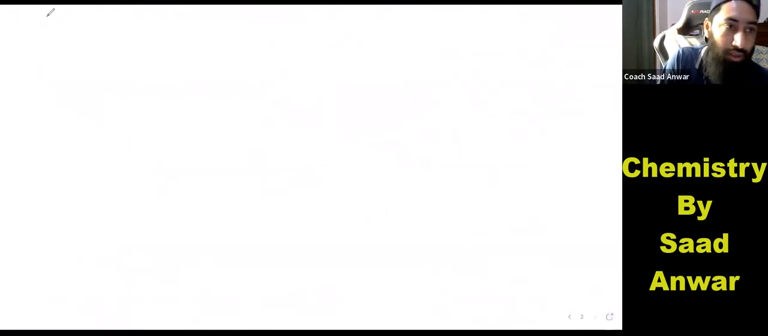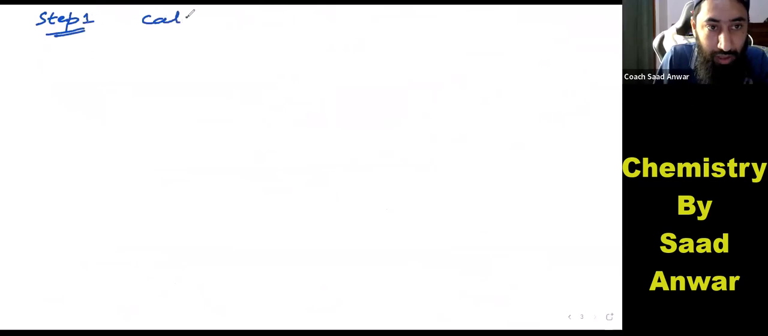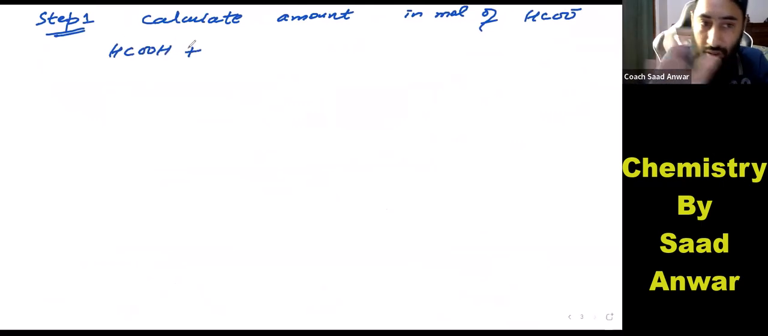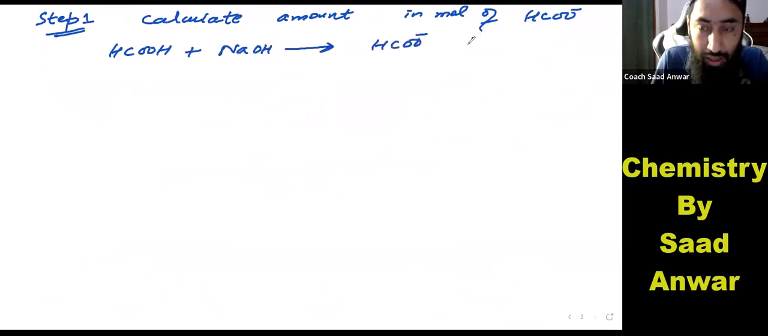So I can solve it. The first step, again, is the same step we need to repeat. First step is calculate the amount in moles of salt present in the buffer solution. For this, you need to recall the neutralization reaction. This is a kind of revision, don't focus here. This reacts with sodium hydroxide, and you will get your salt and water. Forget about the sodium ion, don't get confused with it.